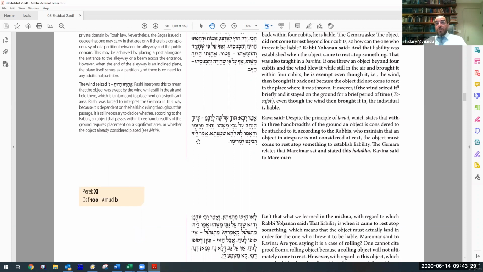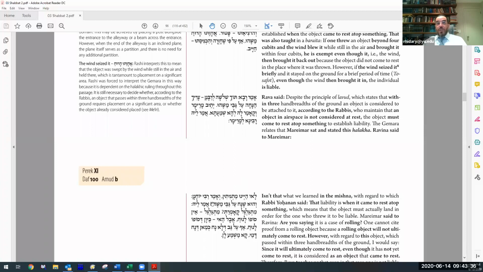Rav Yemar was repeating this statement, and Ravina heard him. He said to Ravina, Rav Yemar, didn't we learn in a Mishnah, Rabbi Yochanan said, v'hu shanach al gabe mashehu? Oh, we know that's the Mishnah that we just learned. And regarding that Mishnah, Rabbi Yochanan said, it has to land for a moment, has to land on something.